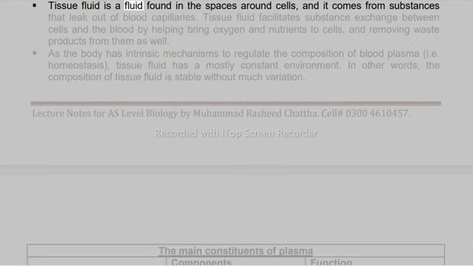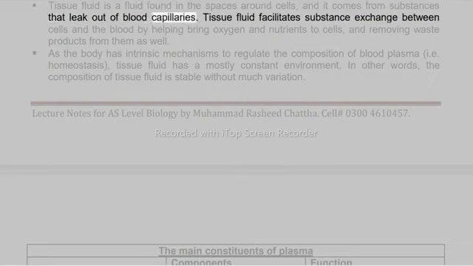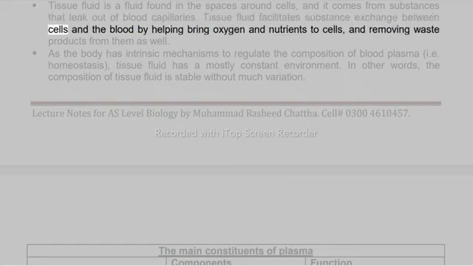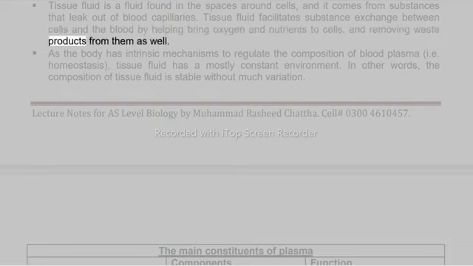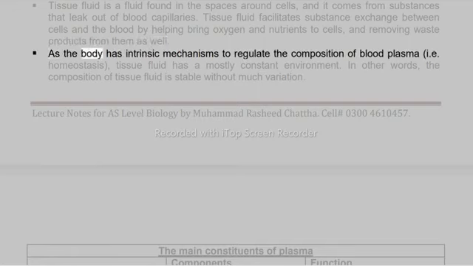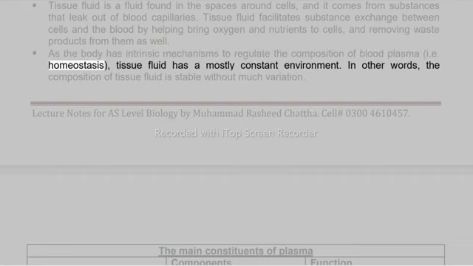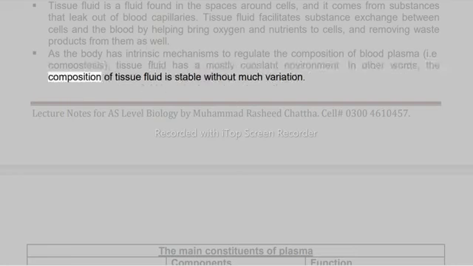Tissue fluid is a fluid found in the spaces around cells, and it comes from substances that leak out of blood capillaries. Tissue fluid facilitates substance exchange between cells and the blood by helping bring oxygen and nutrients to cells, and removing waste products from them as well. As the body has intrinsic mechanisms to regulate the composition of blood plasma, i.e., homeostasis, tissue fluid has a mostly constant environment. In other words, the composition of tissue fluid is stable without much variation.